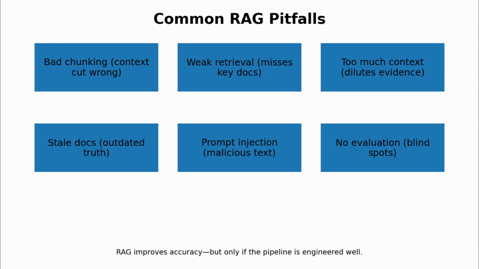Finally, evaluation is often missing. Many teams build a demo that feels good in a handful of tests, then deploy it, and discover failure modes in the wild. The fix is to build evaluation into the process, collect real questions, measure retrieval quality, check citation correctness, and track how the system behaves over time as documents change.